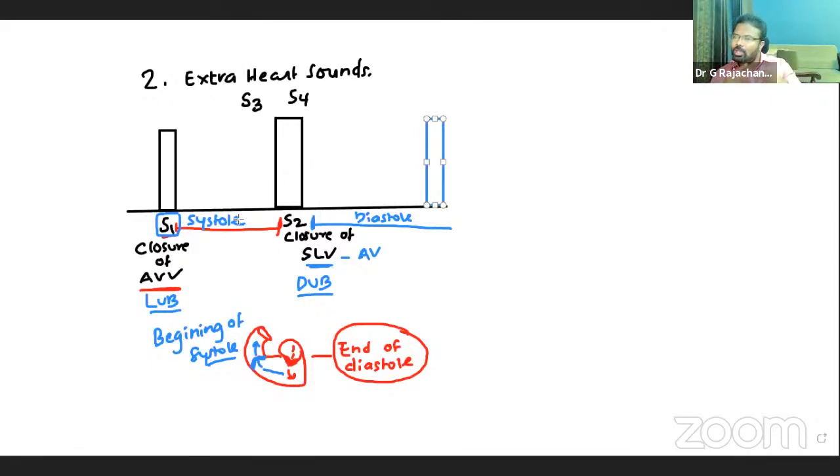As you keep listening to the heart sounds, you will very easily understand whether you are listening in the systolic phase or the diastolic phase. So these are the two important things.